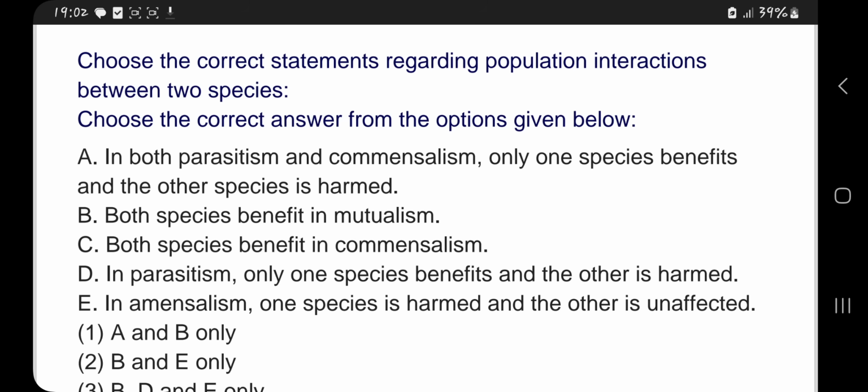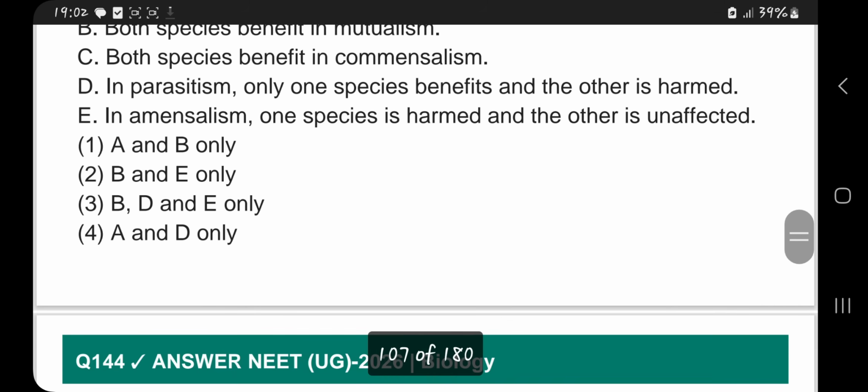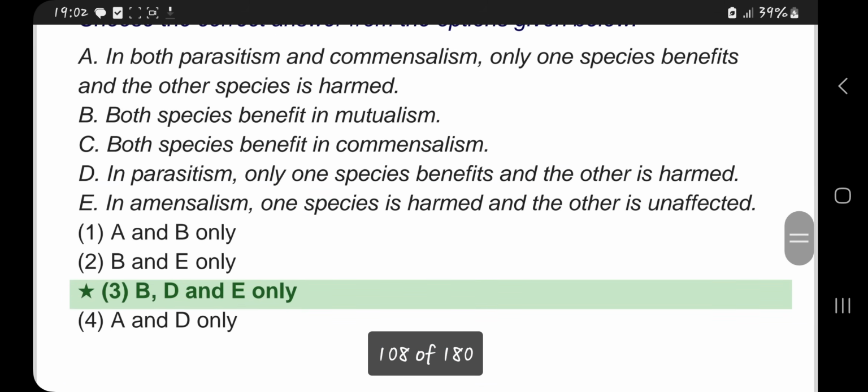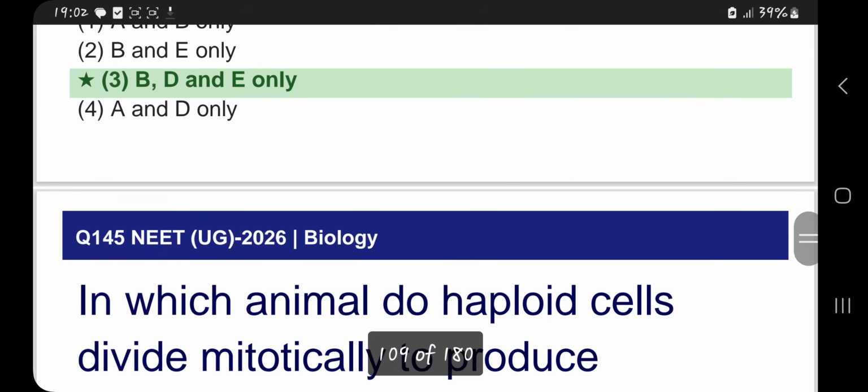Okay, the answer is B, D, and E. So the third option is correct. One species is harmed, the other is unaffected, that is minus and zero. B, D, and E are the correct options.